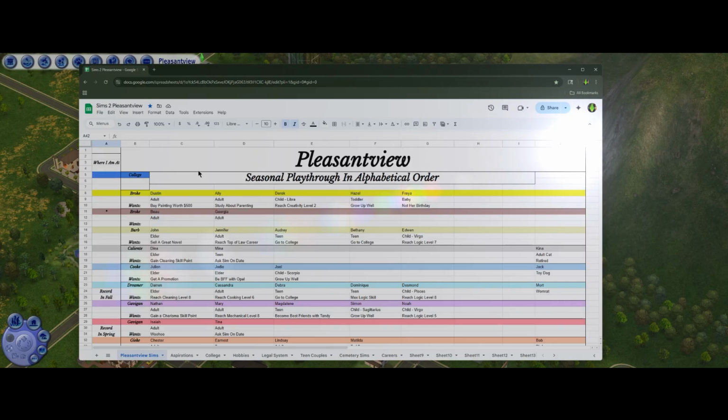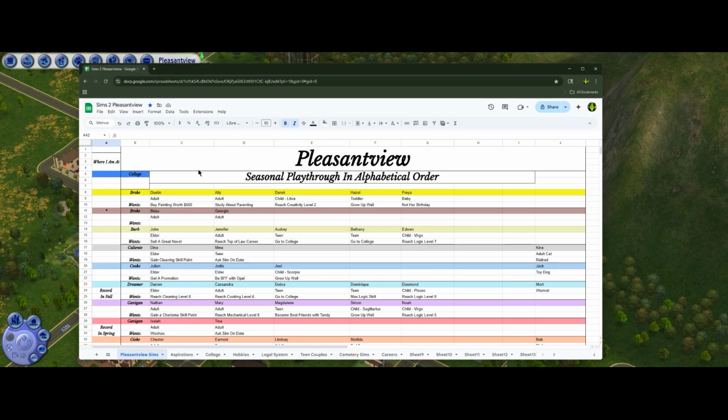Alright, so we're going to go through what is new and what I've added and what each tab is specifically for and why I do certain things in each tab. So we're going to start with the very first tab, the home page.